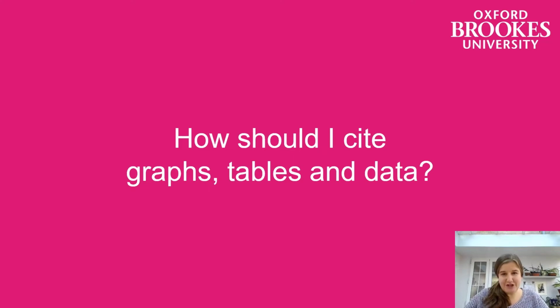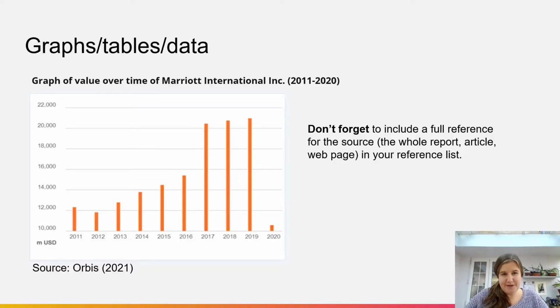Let's have a look at one question that we get asked quite frequently, which is about citing graphs, tables, and data. So for example, you might find a graph on one of our databases. This one is from Orbis, which is a database of company financial accounts. And here we've got a graph of the value over time of the hotel company Marriott International. So it spans a period from 2011 to 2020.